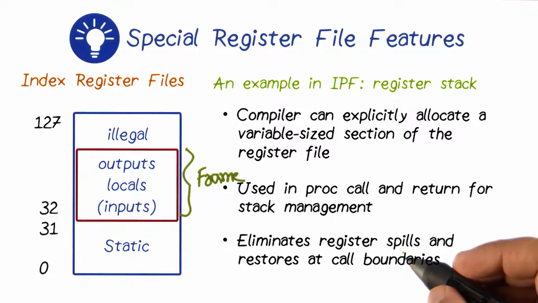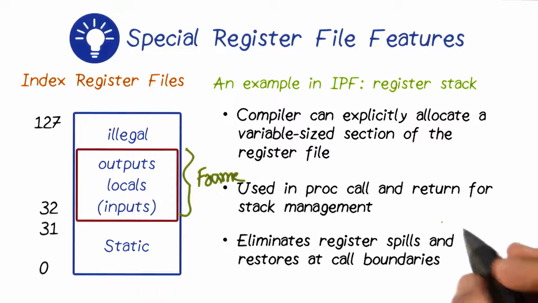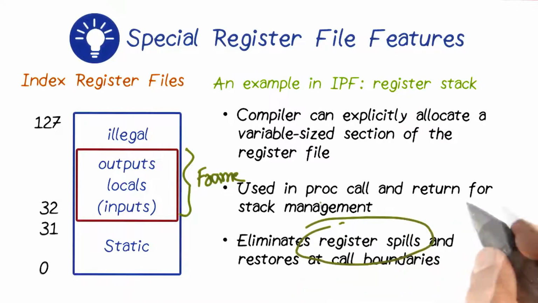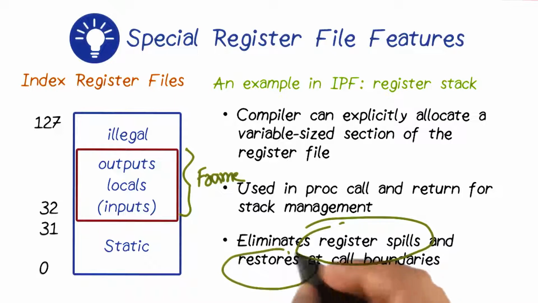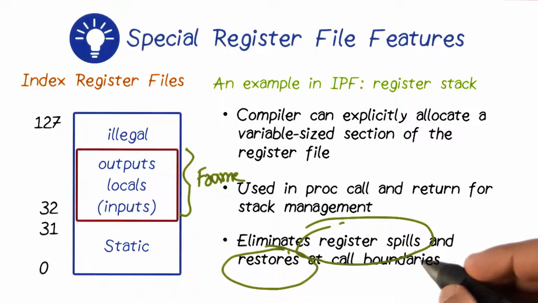All those variables will have to be stored back into the memory, and that is called a register spill. After the called function returns, all those values have to be restored and put back from memory into those registers, and that is called a restore. Now remember, this has a tremendous amount of overhead at the call boundaries.